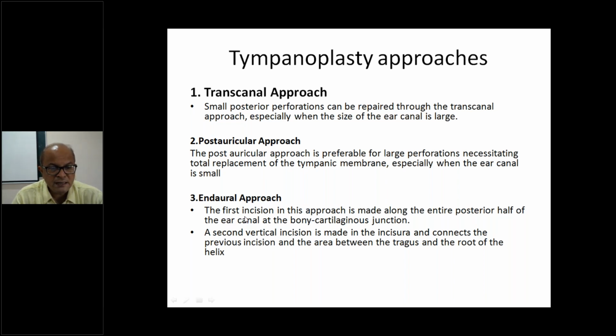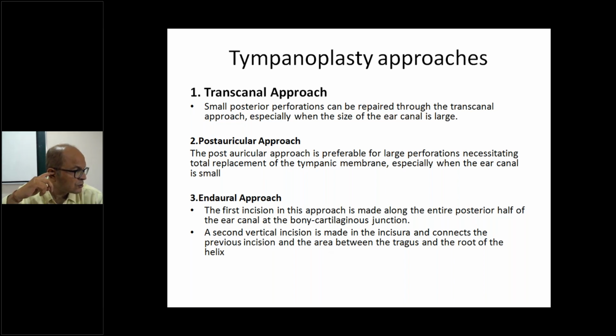The A incision, the first incision in this approach, is made along the entire posterior half of the ear canal at the bony cartilaginous junction. And then the vertical incision is made in the incisura and connects the previous incision and the area between the tragus and the root of the helix. So here the incision comes out. So from here it comes out like this.